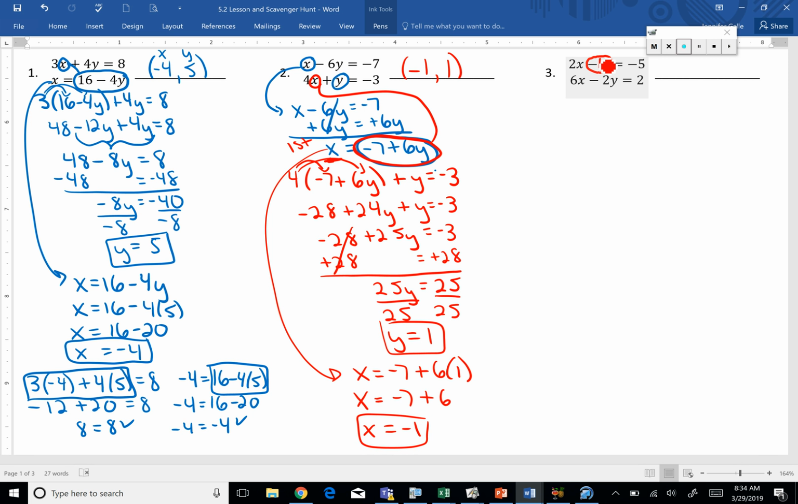If I try to get the x by itself, that has a 2 or a 6 in front of it, I have to divide by 2 or 6. That's going to make ugly fractions for us. So I'm going to take the top equation.